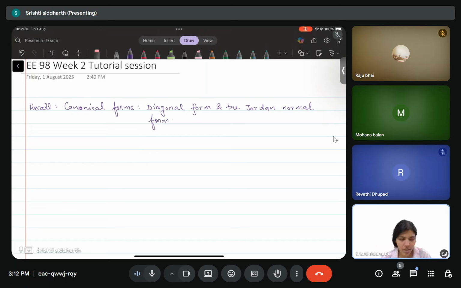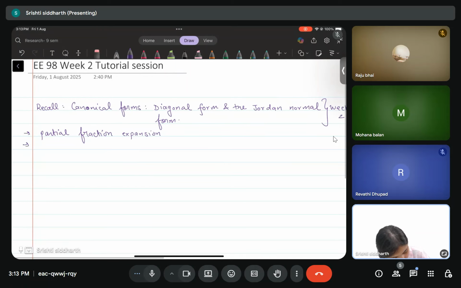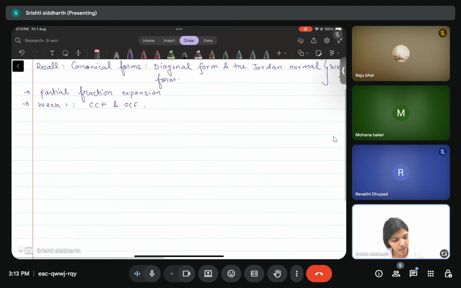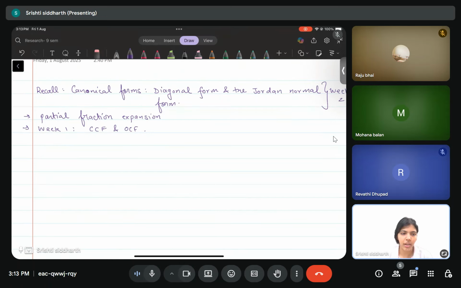To convert a state space model or a differential equation to the diagonal form or the Jordan normal form, we require the concept of partial fraction expansion. So this was in week 2, and in week 1, we looked at the CCF and OCF forms. Alright, so let's first begin with the partial fraction expansion of a general transfer function, and then we move on to the diagonal and the Jordan normal forms.